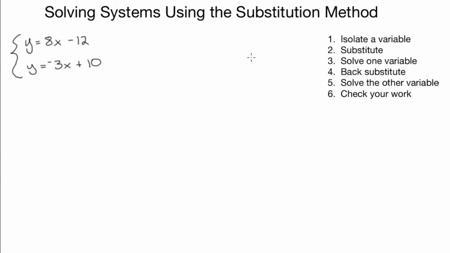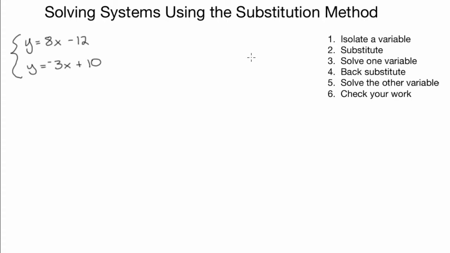But approximation is sort of so-so. Sometimes we want an exact answer. And so we're going to learn about the substitution method. It's an algebraic way to crunch this out and find the exact x and y value that make our two equations true.